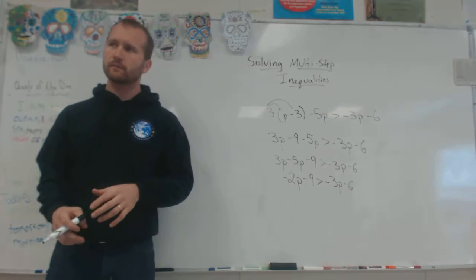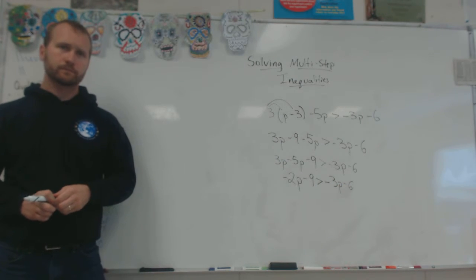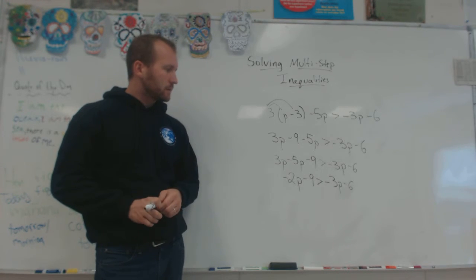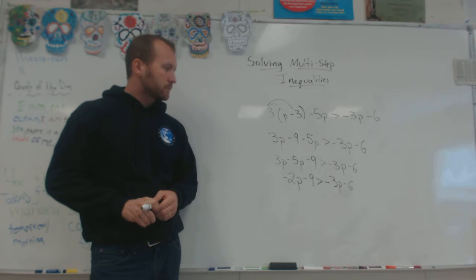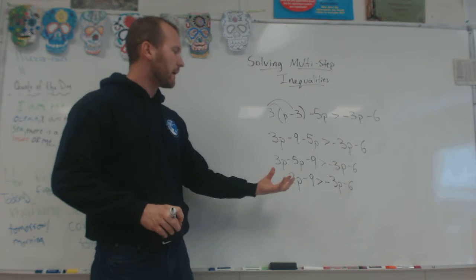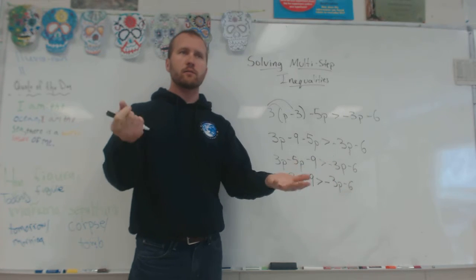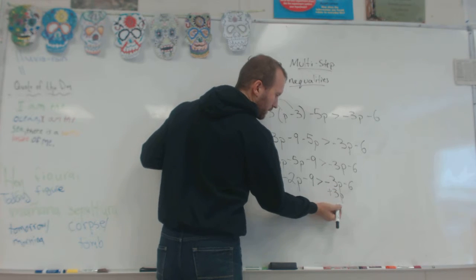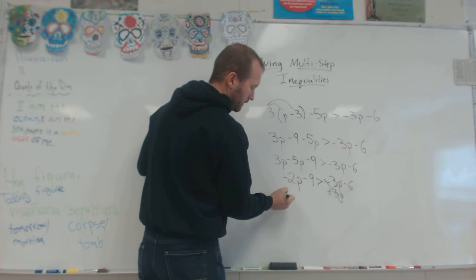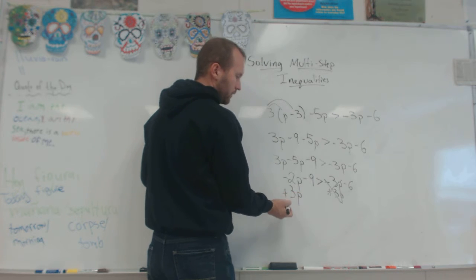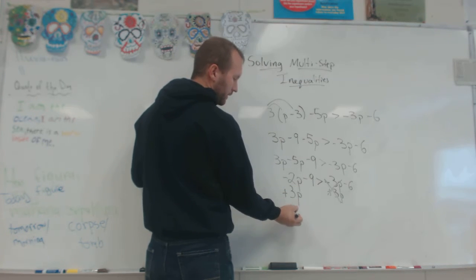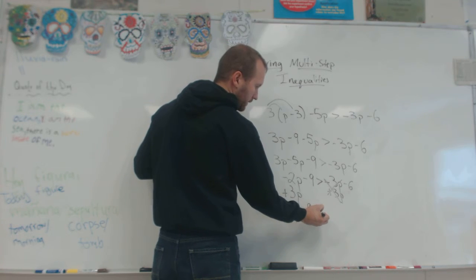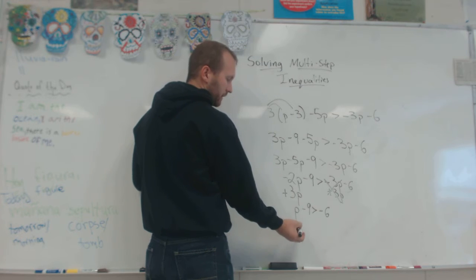What do you guys want to do next? We're going to have to somehow get all our p's on one side. So maybe we add 3p to both sides. Yeah, plus 3p. That's going to get rid of that p and add 3p over here. What is negative 2p plus 3p? 1p. 1p minus 9 is greater than negative 6. Then what do I do?